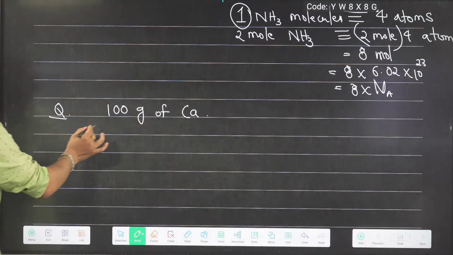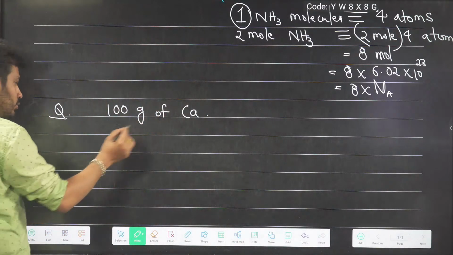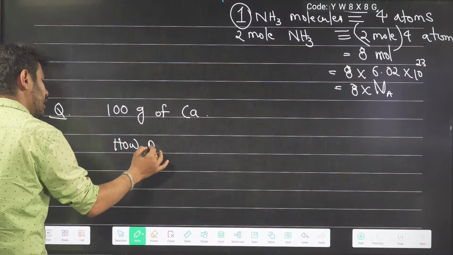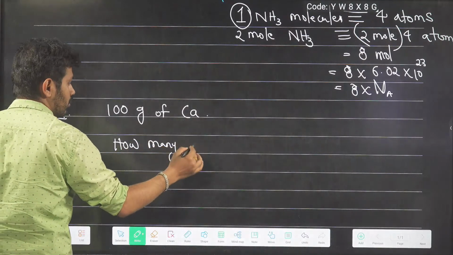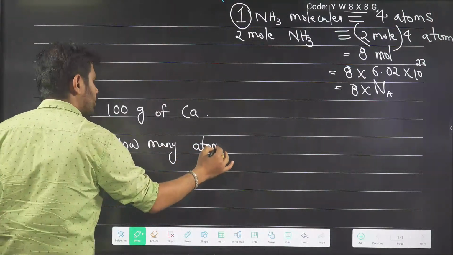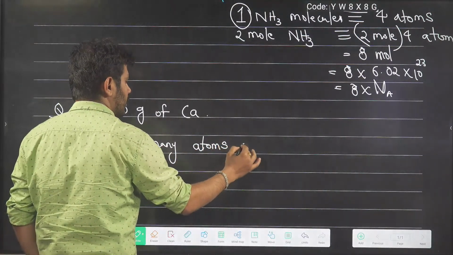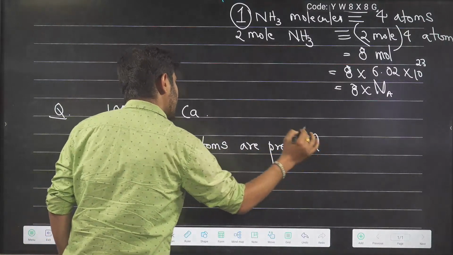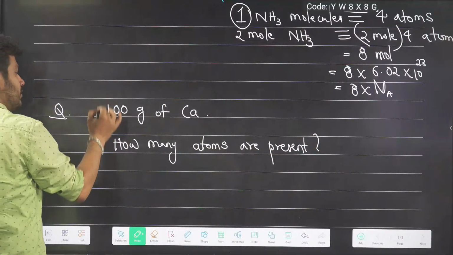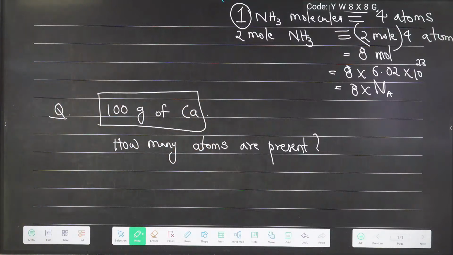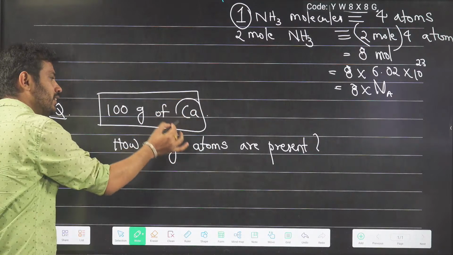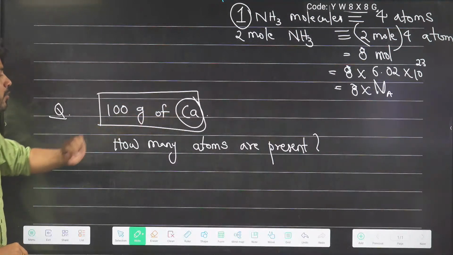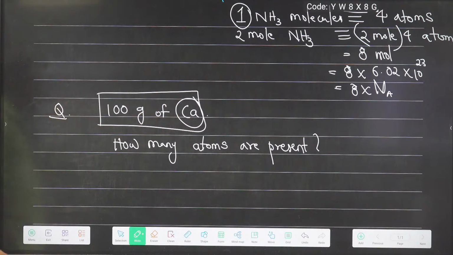So 100 grams of calcium is there. Now the question is, how many atoms are present in this? We have 100 grams of calcium. In that, how many atoms are present? We have to check. Basically, calcium itself is an atom. Calcium is the elemental form, so calcium will exist in the form of atoms.